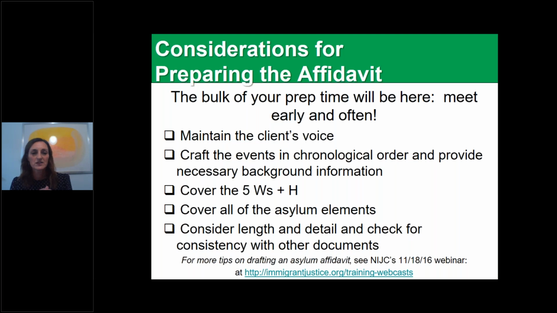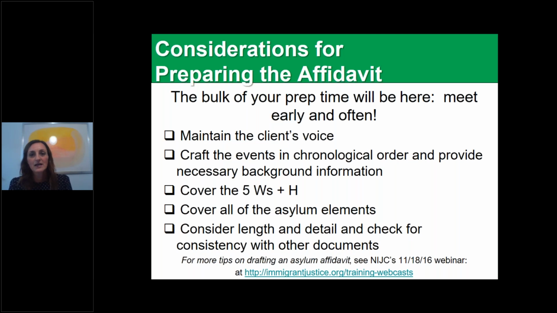The things that we like to really think about is, number one, maintaining your client's voice. So this should sound like your client talking. It shouldn't sound like legalese. It shouldn't sound like an attorney drafted it. It should sound like your 7-year-old client, if you have a 7-year-old client. It should sound like your educated 35-year-old professor client, if it's your educated 35-year-old professor client. So really thinking about that as you're writing.